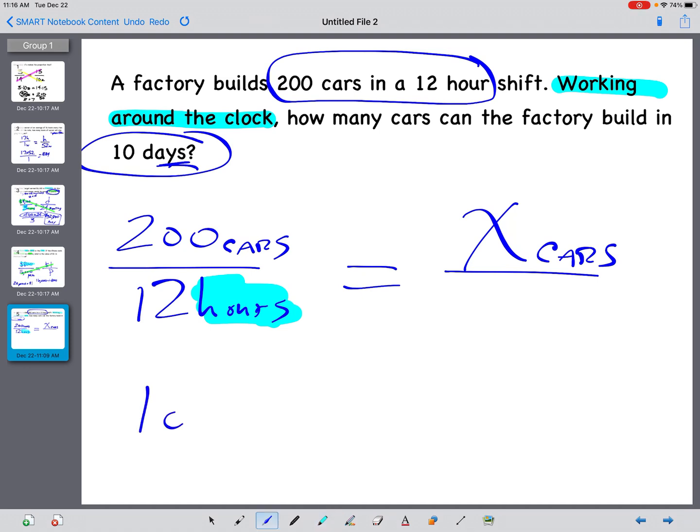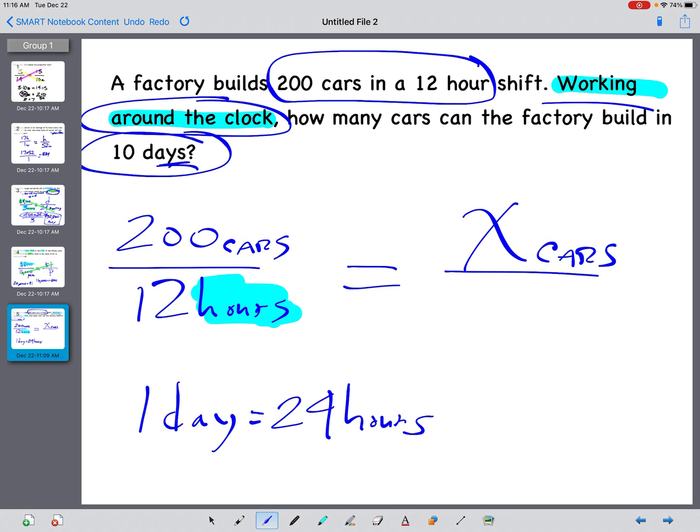All right, so we do know that one day is equivalent to 24 hours. And that's why it's been mentioned already in here that we're working around the clock. We need to assume that when we're building this math problem.